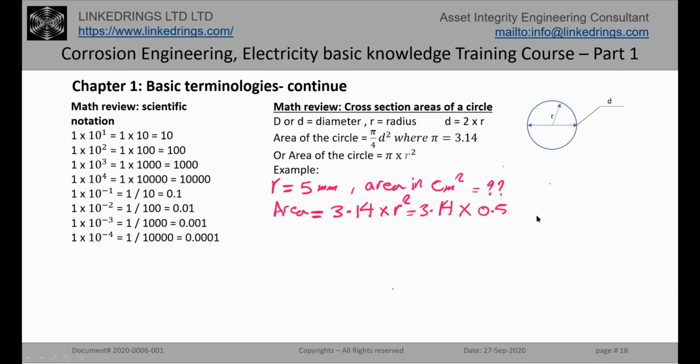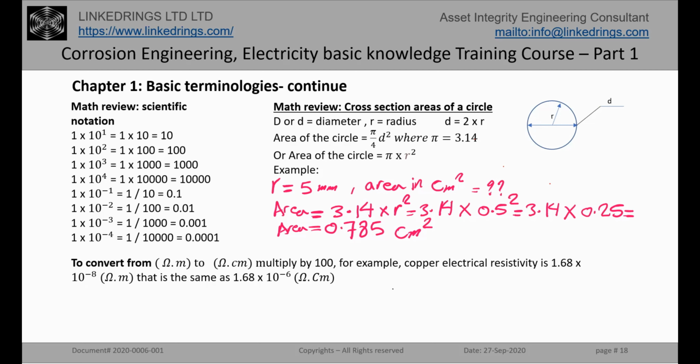Example: if r equals 5 millimeters, the area in square centimeters will be equal to 3.14 times r squared. We convert it into centimeters. So 5 millimeters equals 0.5 centimeters, so 3.14 times 0.5 squared, equal to 3.14 times 0.25, which equals 0.785 square centimeters.